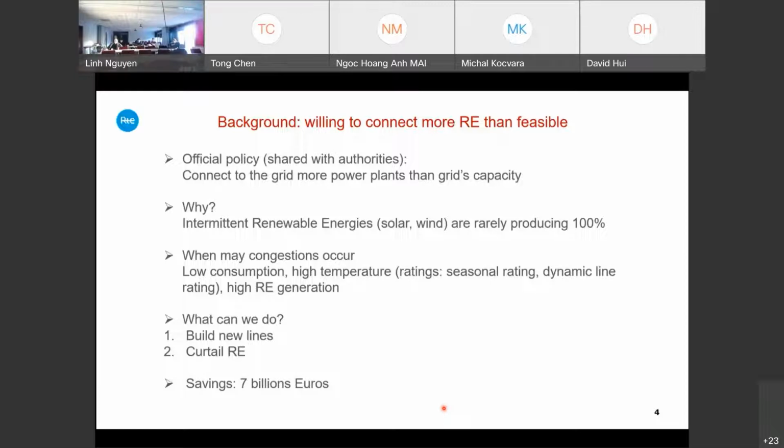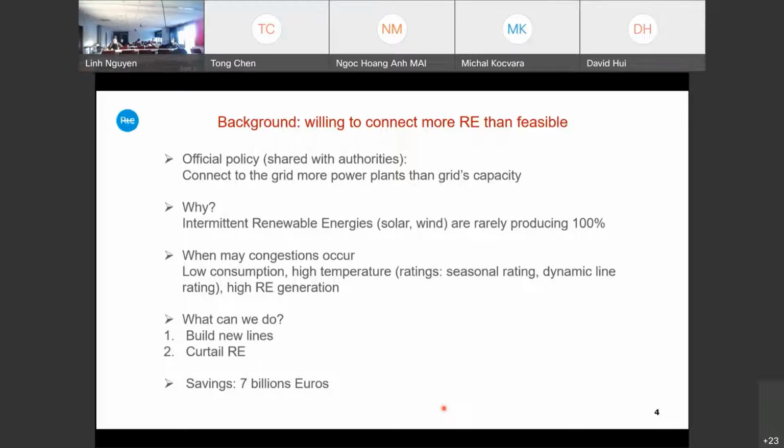We also have dynamic line rating in some places. That's a device measuring in real time the heat of the line, and then you can adapt the flow to the temperature measured on the line itself. And the third point for congestion in this kind of sub-transmission areas is when you have high renewable energy generation. And then what can we do for this? Either we build new lines or we do renewable energy curtailment.